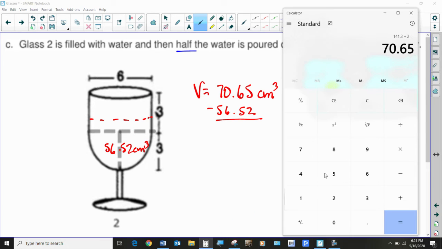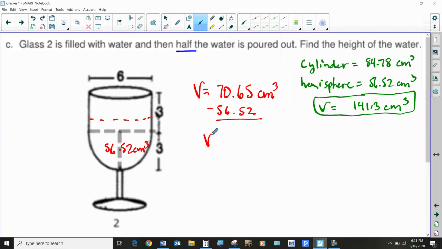Let's go ahead and do that subtraction, 70.65 minus 56.52, and we're going to get 14.13. So the volume of this little mini cylinder right there is 14.13 cubic centimeters. Keep in mind, we now know the volume of a cylinder. This shape in here is a portion of a cylinder, but it's a cylinder on its own because it has a base area. In fact, it's got two base areas, if you want to consider that, with the same base area as the original cylinder.